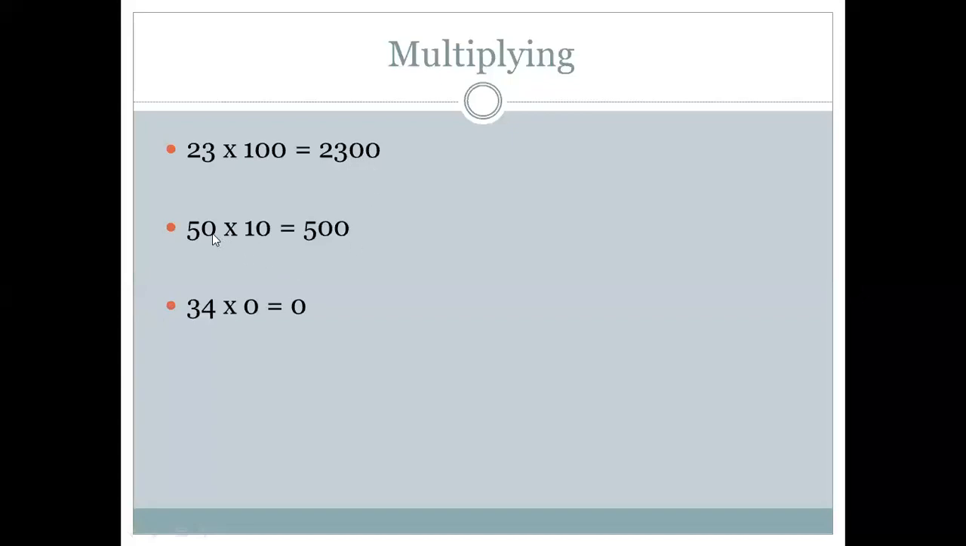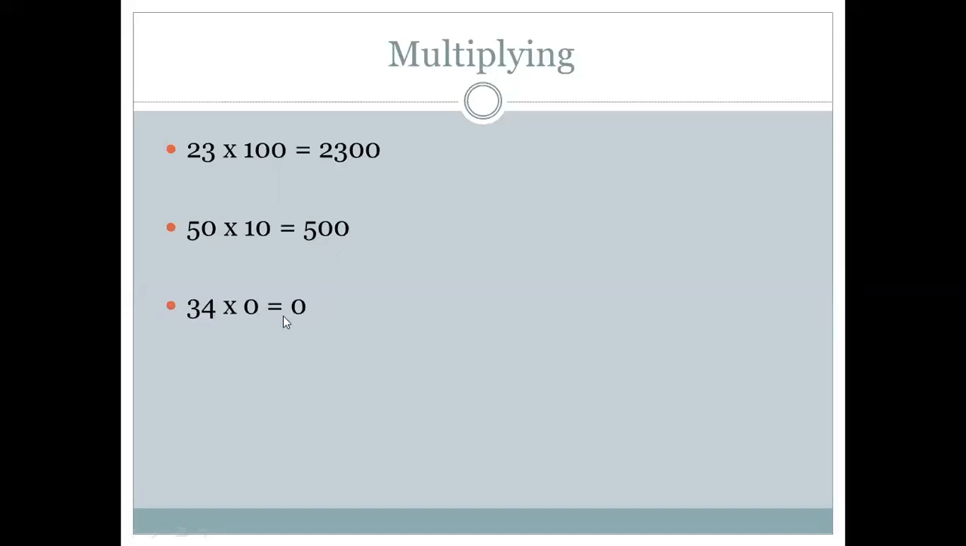See? If I did 50 multiplied by 10, 50 times 10, easy, very easy. Again, I count how many zeros there are in the question. 2 zeros. Amazing. So I put them out, 2 zeros, as you can see. And then I multiply the 5 by 1 equals 5. So 50 times 10 is 500.